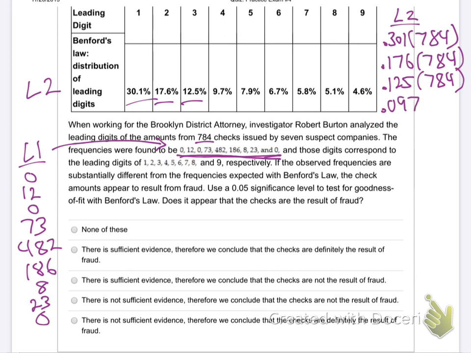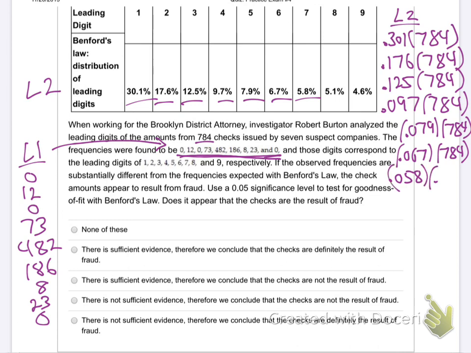And then 0.097 times 784, and 0.079 times 784, and 0.067 times 784, and 0.058 times 784, and 0.051 times 784, and 0.046 times 784. So that's what goes down L2.